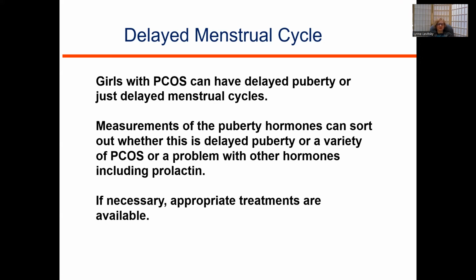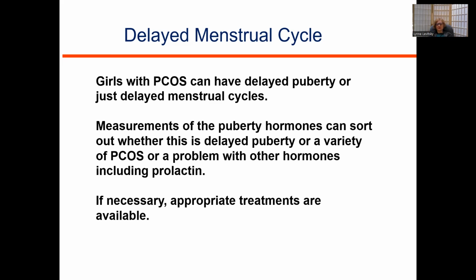Measurements of the various puberty hormones can sort out whether you're dealing with delayed puberty or a variety of PCOS, or whether this is a problem with other hormones, which might even include prolactin. One person who wrote in said that their child had had a problem with bleeding, and when they finally studied them, they found out they had an elevated prolactin. Now, you can have an elevated prolactin, and that can mimic PCOS. And that can be due to a little growth on the pituitary gland, which can be treated with medication usually.